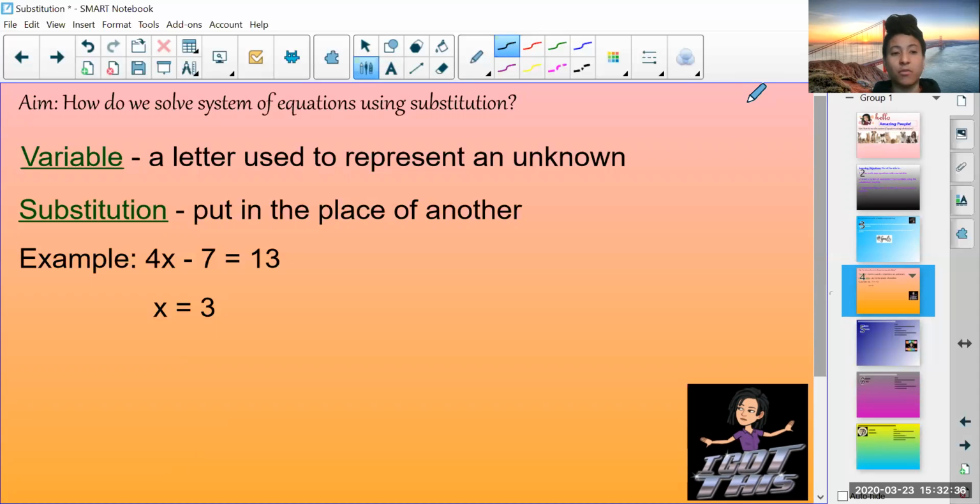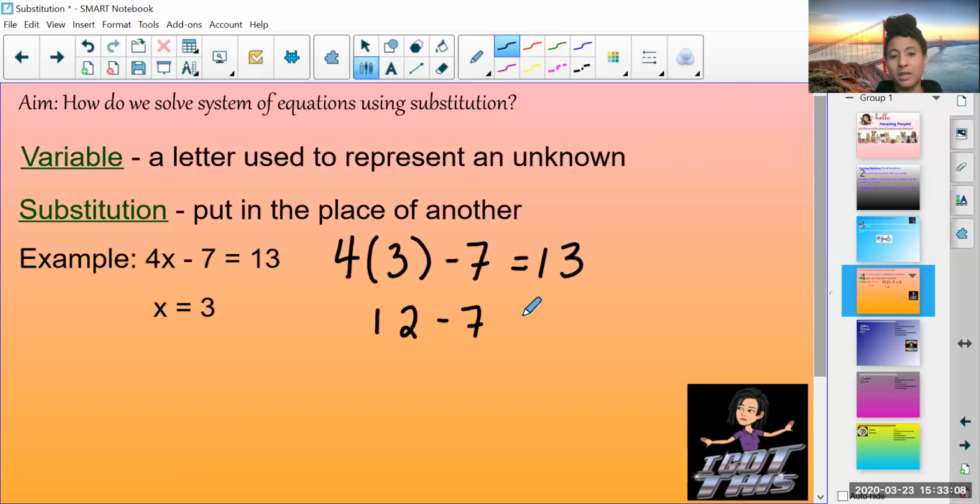So here's an example of what a system of equations would look like to use substitution. If you notice, it says 4x minus 7 equal to 13 and x equal to 3. In this case, what would you do? That's right. Plug in the x for the first equation. So it will look something like 4 times 3 minus 7 equal to 13. And then in this case, we would check. This will be 12 minus 7 equal to 13. And 12 minus 7 is 5. And 5 equal to 13.